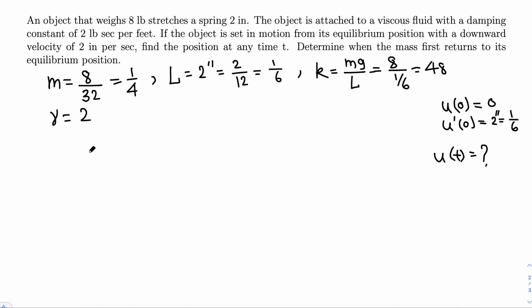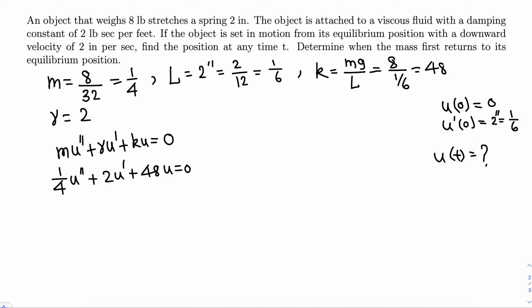Let's write down the model. We know that it is m u double prime plus gamma u prime plus k u equals external forces, which is 0 in this case, no mention of that. M is 1/4, so 1/4 u double prime plus gamma is 2 u prime plus 48 u equals 0. Let's multiply through by 4 to get rid of this fraction. So u double prime plus 8 u prime plus 192 u equals 0.